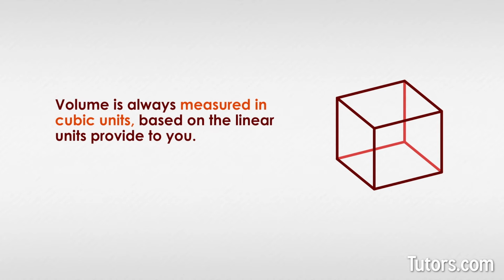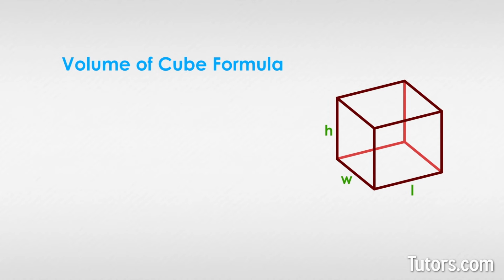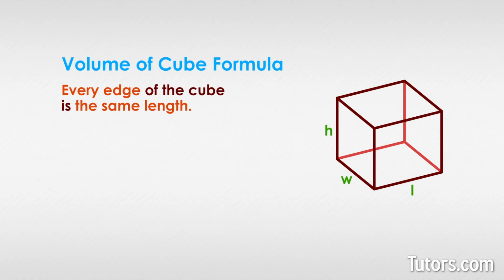If you were told the edge of the cube measures 5 meters, the volume of that cube is measured in cubic meters. Because a cube is 6 congruent squares joined together, every edge of the cube is the same length. So, measuring the space a cube takes up is a matter of knowing the length of any one edge. Recall our formula for volume.